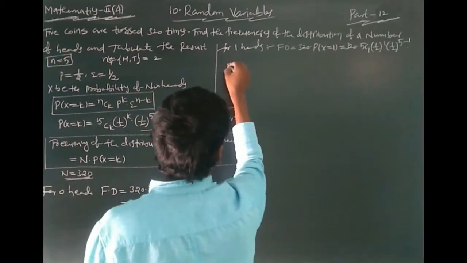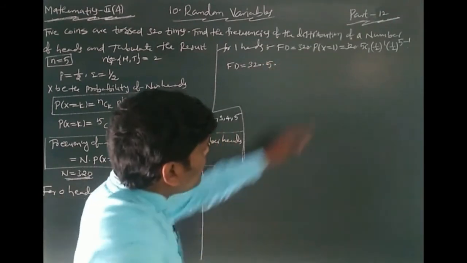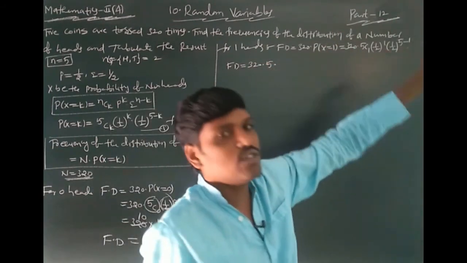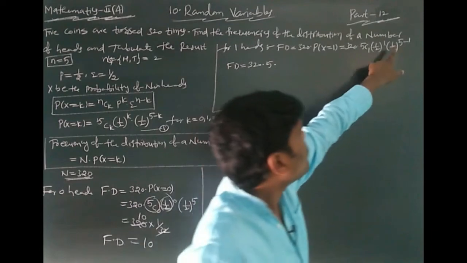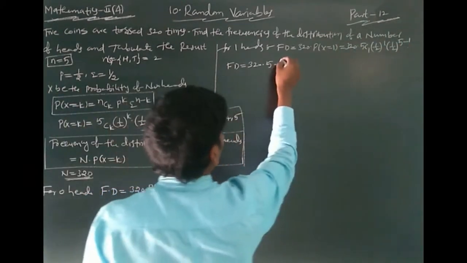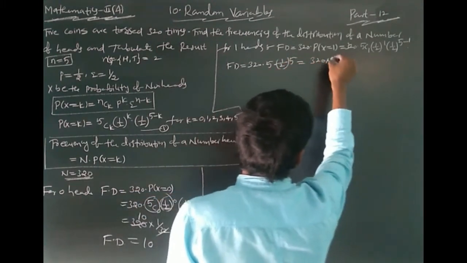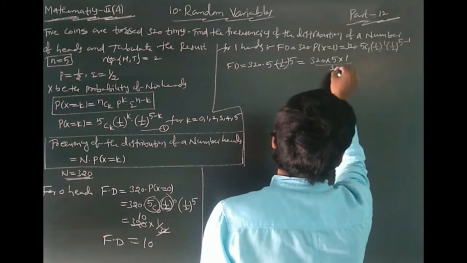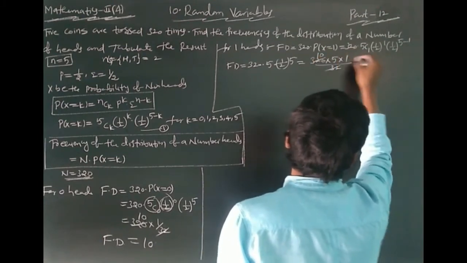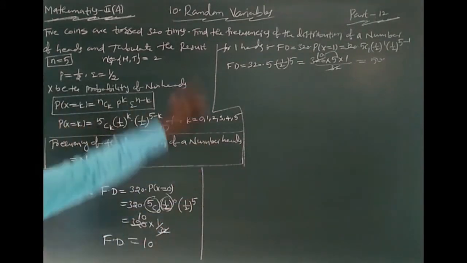What is the value of 5C1? 5 into (1/2) whole power. Here (1/2) is a base and here (1/2) is a base; the bases are equal, so the powers should be added: 5 minus 1 is 4, 4 plus 1 gives 5. That's why you can write (1/2) whole power 5. So 320 into 5 into 1/32: 32 ones are 32, 32 fives are 160, which gives 10. This is the frequency distribution for zero heads.